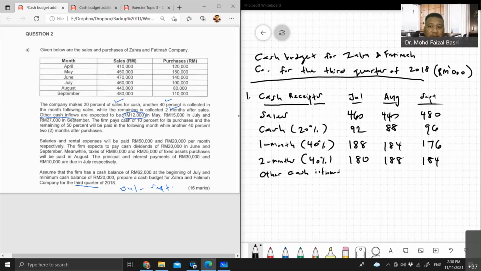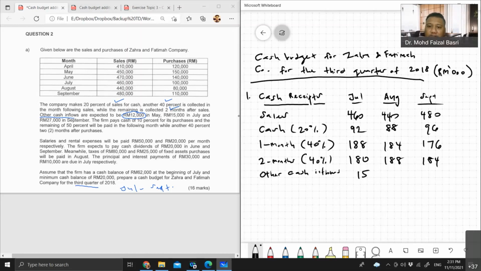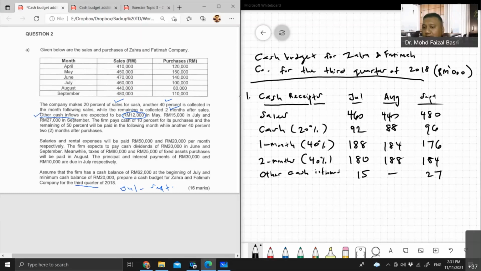Next, 15,000 in July. Okay, July is part of our period kan. So 15,000, remember? We use thousands kat atas ni kan. So in July, they're gonna receive 15,000. And another 27,000 in September. So September, they can receive 27,000. Okay, there's no money collected in August. So that's the next statement ataupun the next sentence they use. So despite other cash flow, kita dah record accordingly.